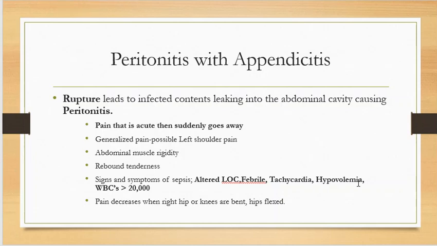They could lead to a septic picture, which is altered level of consciousness. They can have a really high fever, tachycardic. They can be hypovolemic. They're having fluid shifts going on, and then their white blood cell count will be greater than 20,000. And then once again, the pain will be decreased if our patients bend their right hip or knees, because that just helps decrease the irritation in that area.